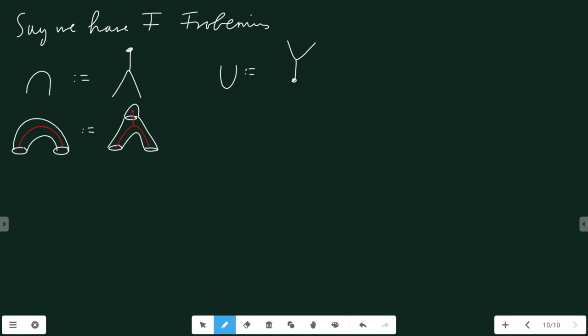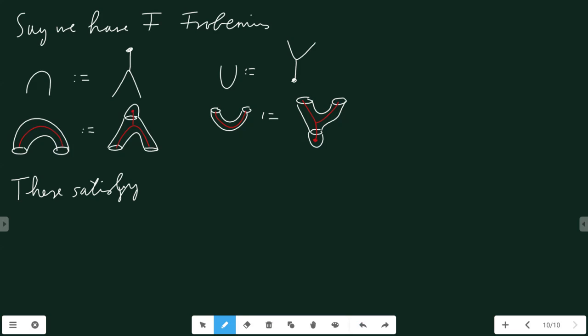So, definition. This guy, and of course. And then these satisfy the following relations. I just draw you a few of them. Basically all topological relations you can imagine. I will make a precise statement in a second.